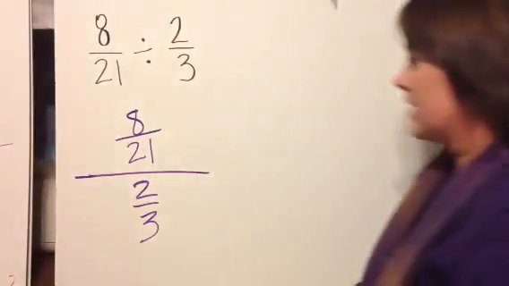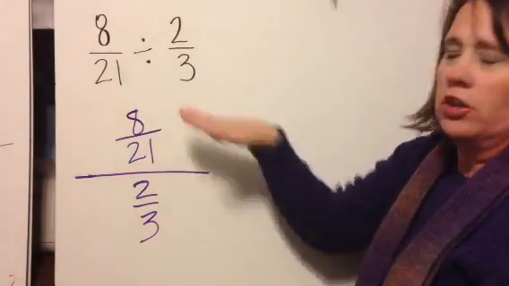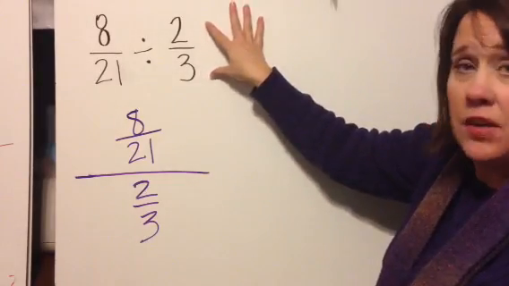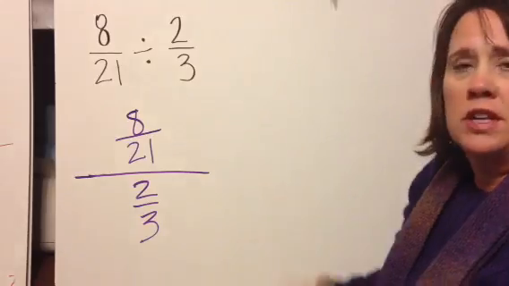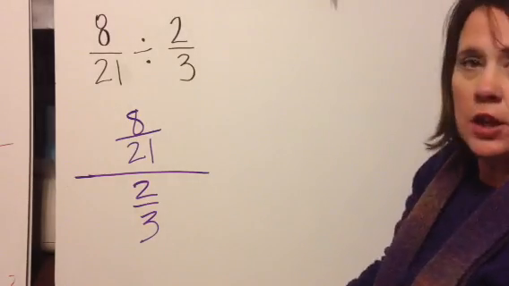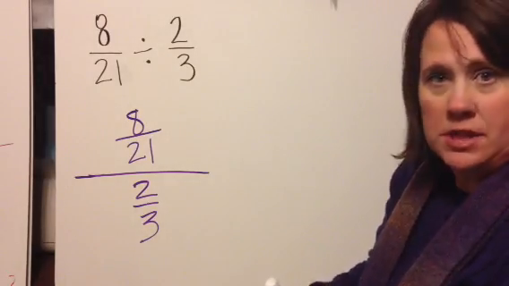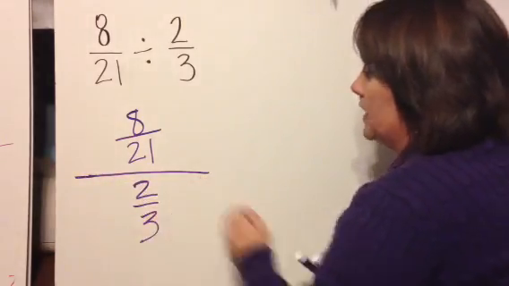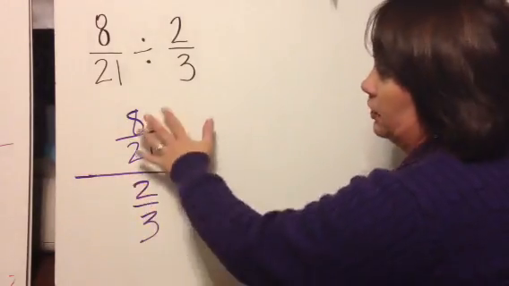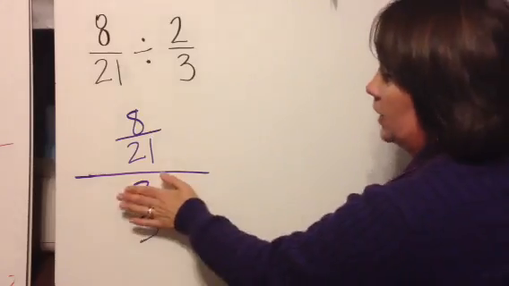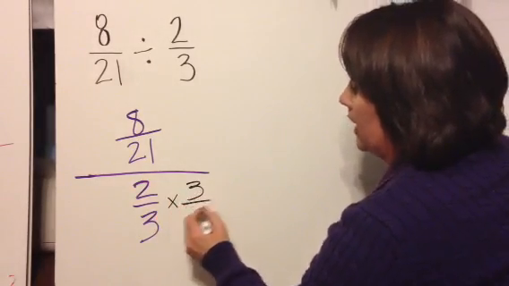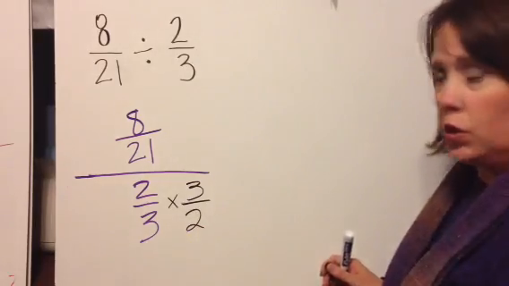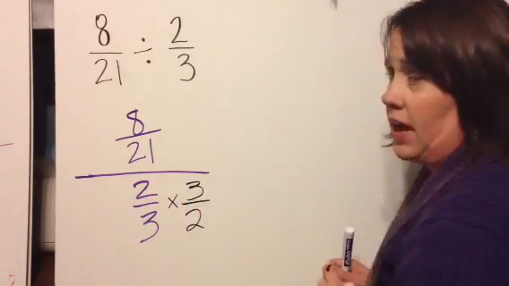Here are just a few more examples real quickly. This is the one I showed you at the very beginning that can be divided from the very start. 8 divided by 2 is 4, 21 divided by 3 is 7. But I want you to see that it works when you multiply by the reciprocal as well. Again, this bar means to divide. It's not in simplest form when it looks like this, so I need to get rid of the denominator. I get rid of the denominator by multiplying it by its reciprocal, 2/3 times 3/2.